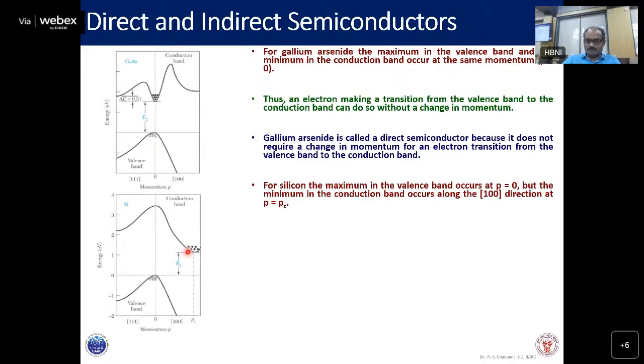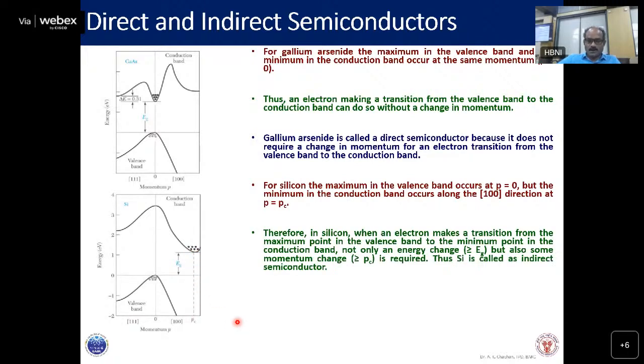Same thing, if you try to apply it to silicon. For silicon, the maximum in the valence band occurs at p equal to 0, but the minimum in the conduction band does not occur at p equal to 0, but at some other value. Therefore, in silicon, if you want to make a transition from the maximum point to the minimum point, it requires a change in the momentum. So this kind of material, silicon, is called an indirect semiconductor.